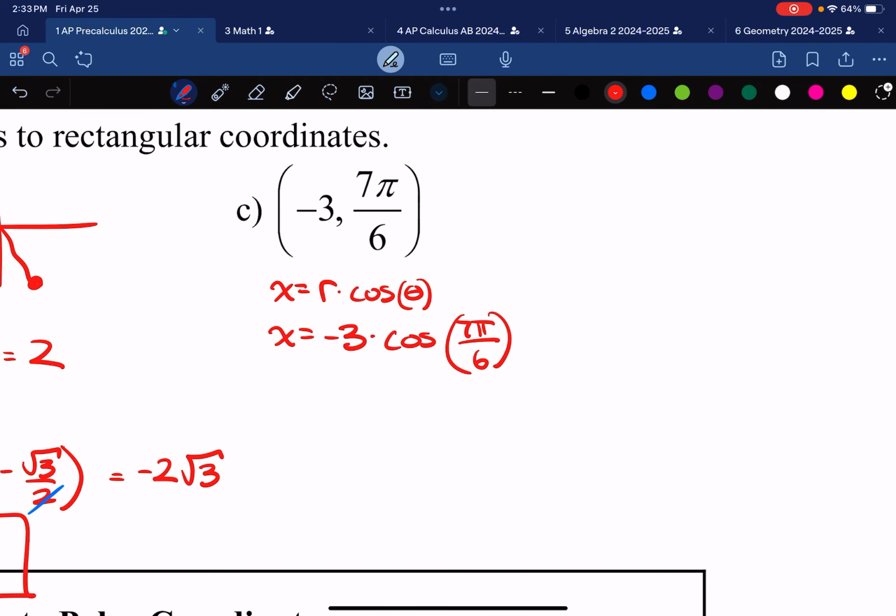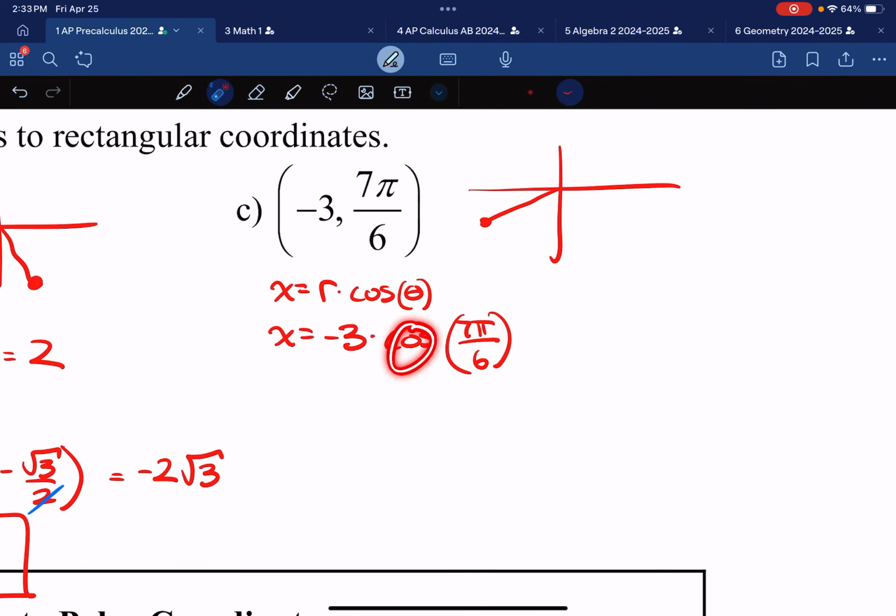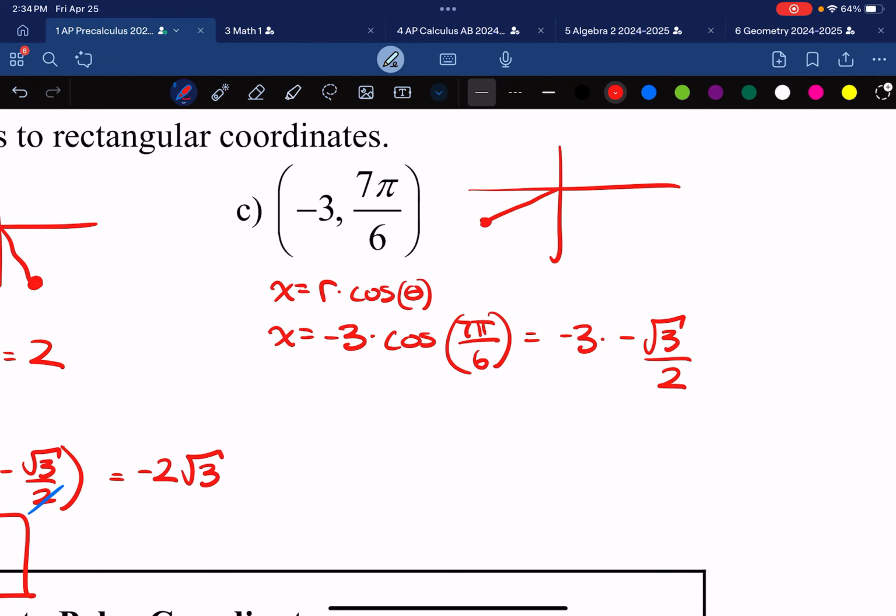All right, 7 pi over 6, where do you live? 7 pi over 6 lives right about there. So you're coming down just a wee bit. Cosine is the x-coordinate, so I'm going left a large amount. So left square root of 3 over 2, or negative square root of 3 over 2. So it's going to be negative 3 times negative square root of 3 over 2. A negative times a negative is a positive, and this is going to be a positive 3 root 3 over 2 then. What about for a y-coordinate?